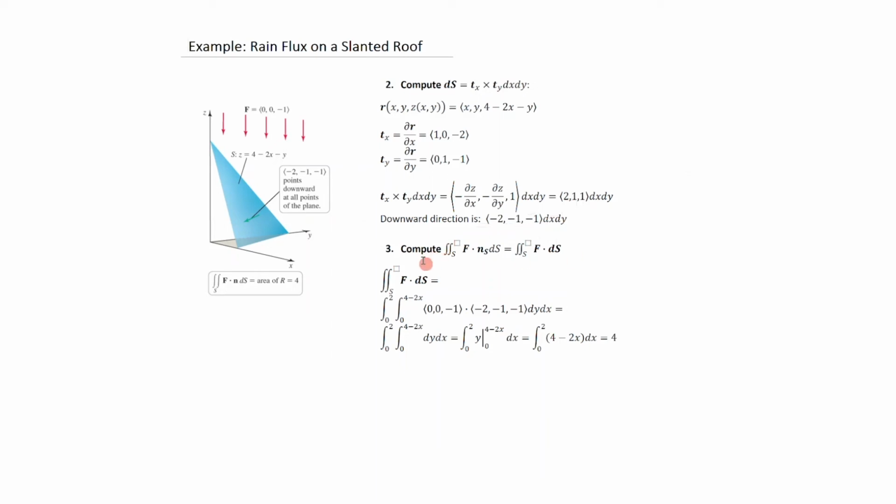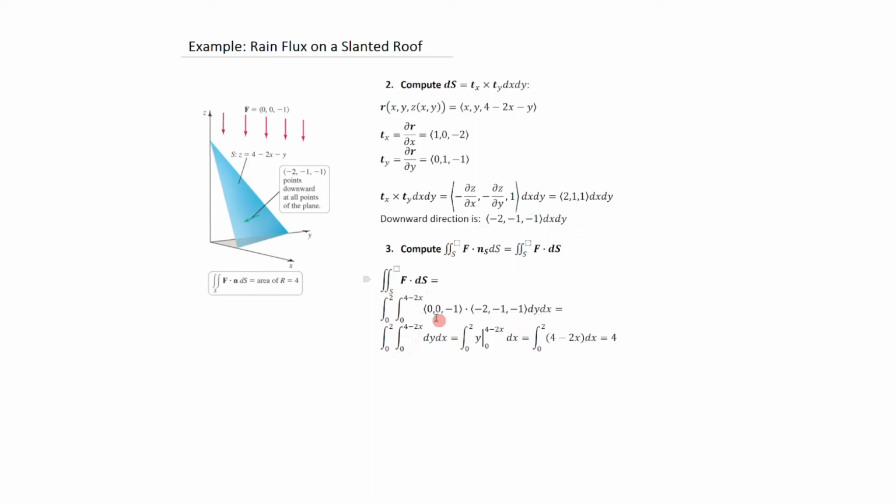So the last step is now to compute the integral of F dot n dS. This is equivalent to just dS. We're given the vector field, which was 0, 0, minus 1. We now have the surface area vector differential, with the surface area pointing downwards. We've chosen the iterated integral to be dy followed by dx. Why? Because the region is structured in such a way that the limits on y are between 0 and 4 minus 2x. So that means y has to be a function of x, so it has to come first. And then the outer bounds are for x between 0 and 2.